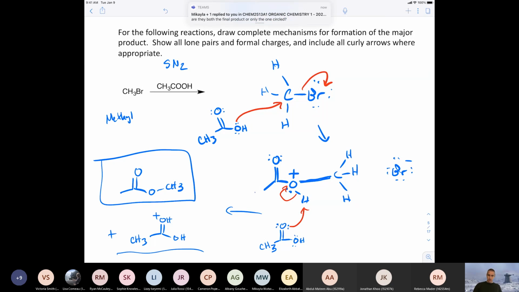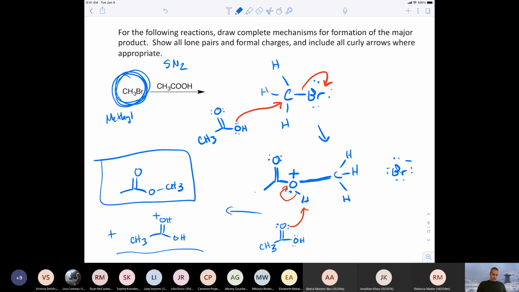Are they both the final product or only the one circled? The only one that's the final product that I'd want you to draw is the one that's circled, which is what came of the substrate in your first step. Thanks, Michaela.